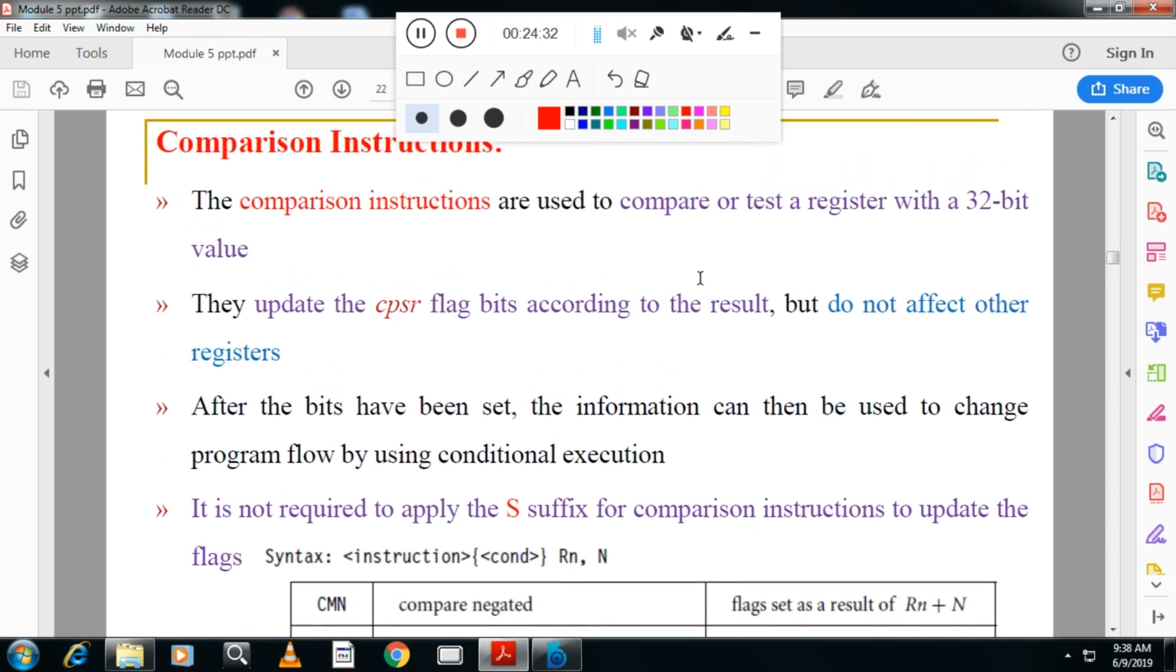Next instruction is the compare instruction. We have completed all these instructions, and this video time has increased to more than 24 minutes. I will stop here, and in the next video we will start with the compare instruction.